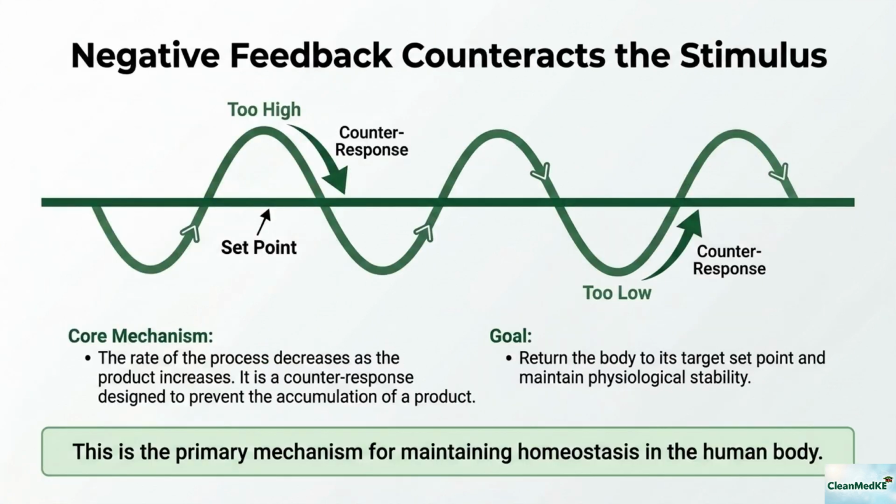The primary tool the body uses for homeostasis is negative feedback. In this mechanism, the body works to counteract the stimulus. Essentially, as the product of a process increases, the rate of that process decreases. It's a counter-response designed to prevent anything from accumulating to dangerous levels, with the ultimate goal of returning the body to its target set point and maintaining physiological stability.